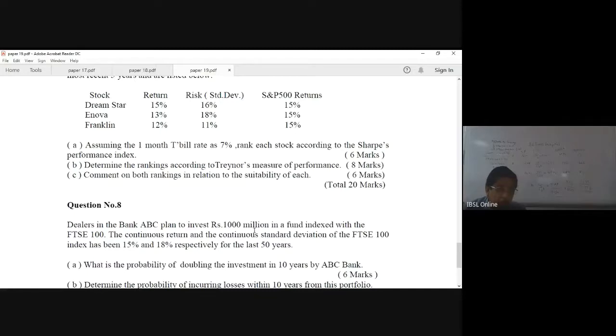Now you need to just find out whether the rankings according to Sharpe's and Treynor's measures are different or the same. The ranking order is the same. That is also another point. Now, when you want to comment on both rankings, it involves that.